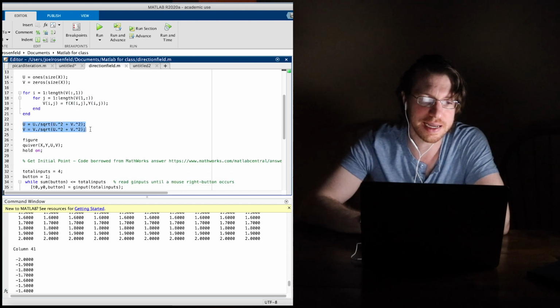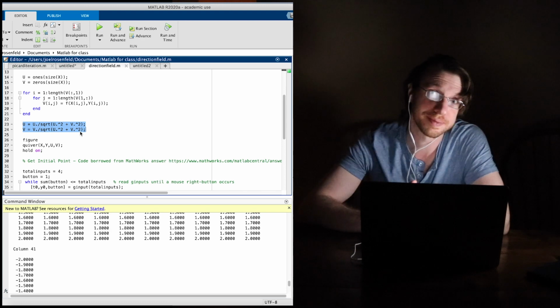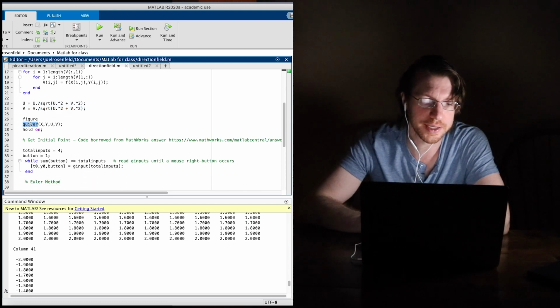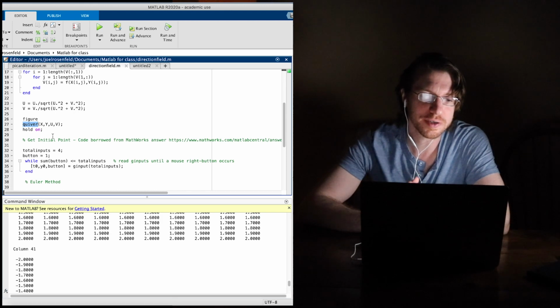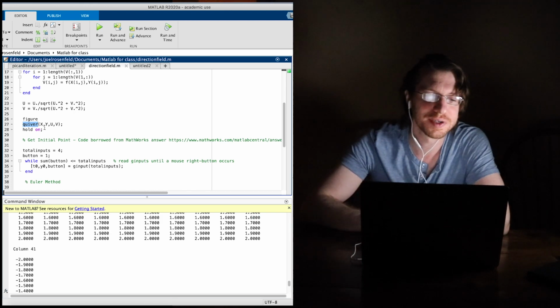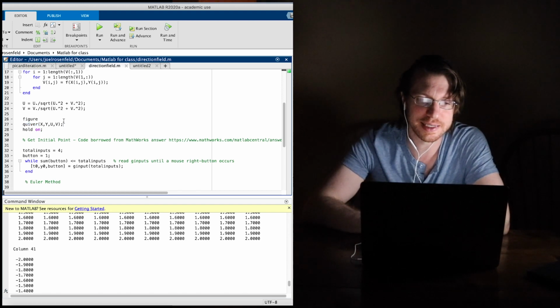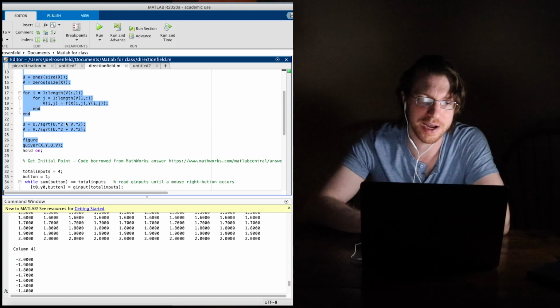Now at the end of the day, we want to normalize all these directions, and so this is a normalization, to make sure that everything shows a unit vector. Okay. This quiver function is what actually makes the direction field, and this would give me the direction field, just this top half.